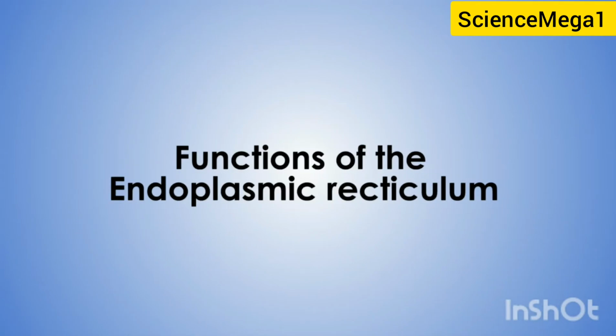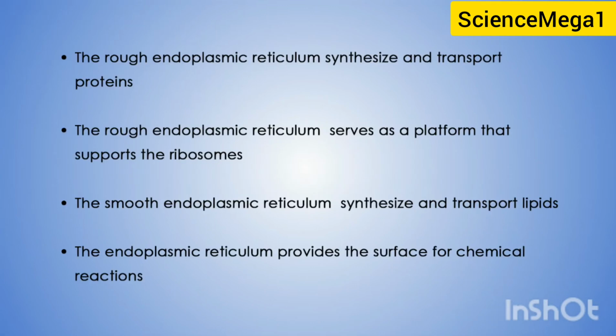Now let's look at the function of the endoplasmic reticulum. The rough endoplasmic reticulum synthesizes and transports proteins. The rough endoplasmic reticulum serves as the platform that supports the ribosomes. The smooth endoplasmic reticulum synthesizes and transports lipids, that is fats and oils. The endoplasmic reticulum provides the surface for chemical reactions to occur.